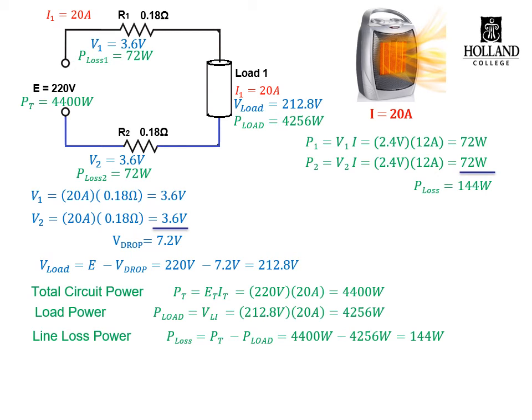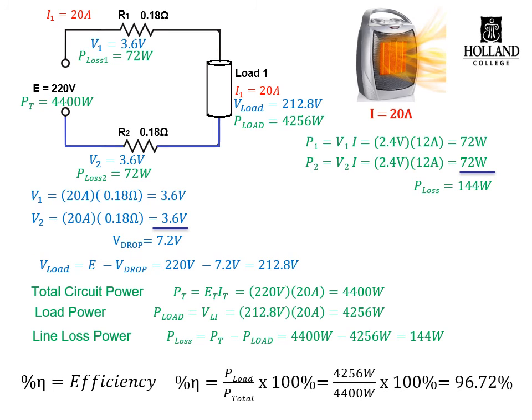Now that we have our input power and our output power, we can calculate our efficiency. Efficiency is equal to power out over power in, multiplied by 100%. And this circuit as well is running around 96%, but 96.72% to be precise.